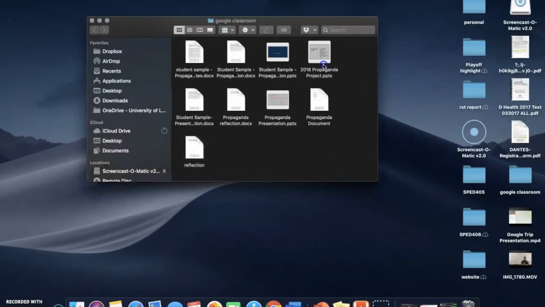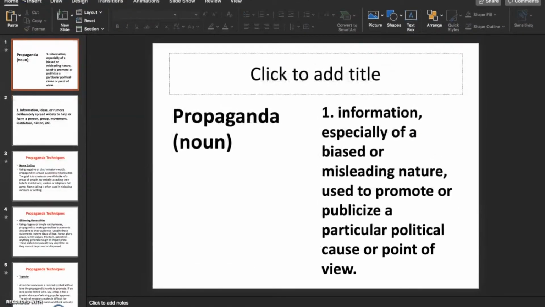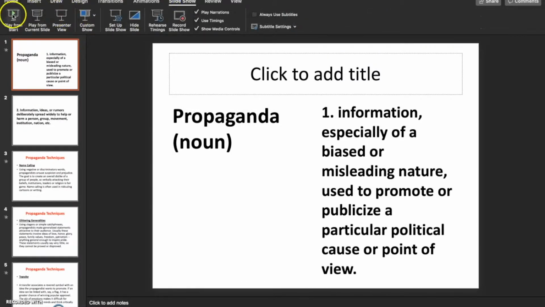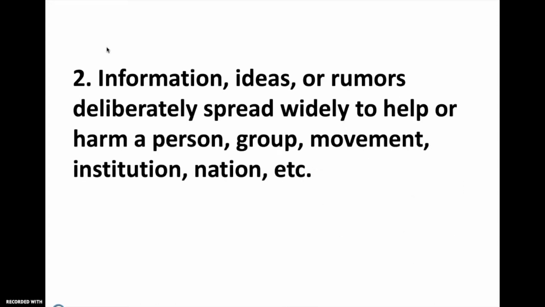And this is the presentation on propaganda. As you can see, I will be giving them the definitions. Propaganda: information, especially of a biased, misleading nature, used to promote or publicize a particular political cause or point of view. The second definition is information, ideas, or rumors deliberately spread widely to help or harm a person, group, movement, institution, nation, etc.